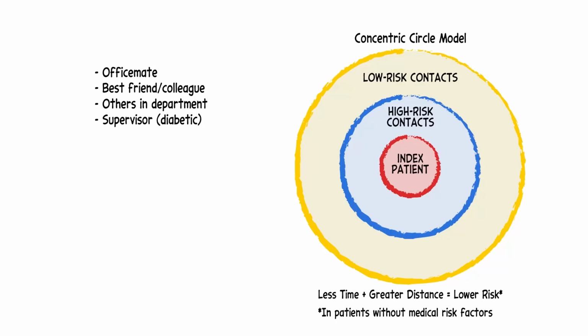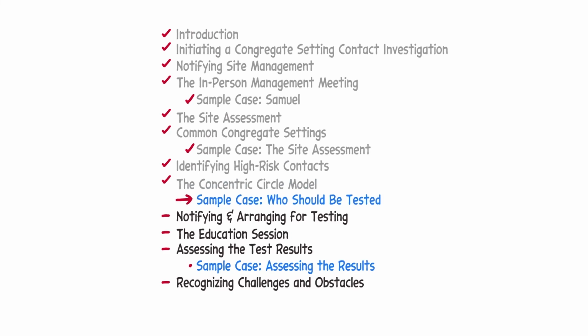As you collect information and formulate the list of contacts, you can either put their names in the circles if you have enough room, or assign each contact a number and place these numbers in the circles. If you decide you need to expand the investigation, the concentric circles help to quickly identify who should be tested next. The visual nature of the diagram can also be useful in explaining to site management why initial testing is limited to high-risk contacts. Sample case: who should be tested?